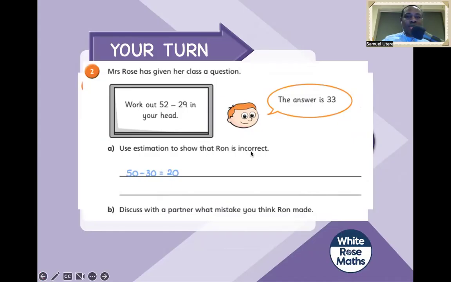So let's use estimation to show that he is incorrect. So 52 is closer to 50, 29 is closer to 30. 50 minus 30 is 20. So he is incorrect. And then the mistake Ron has made is doing his calculation incorrectly.